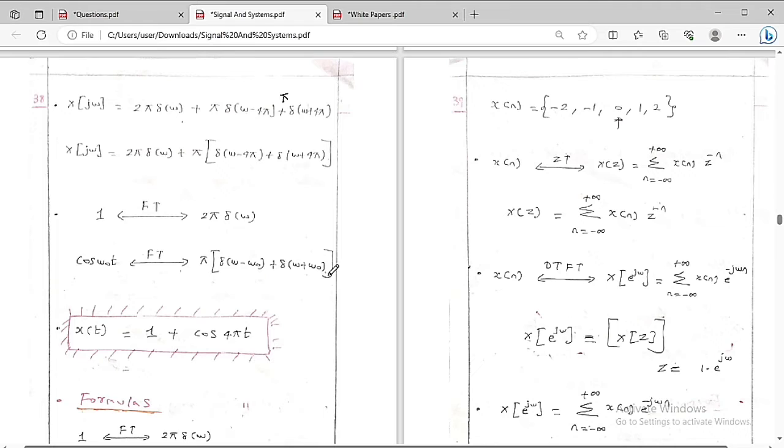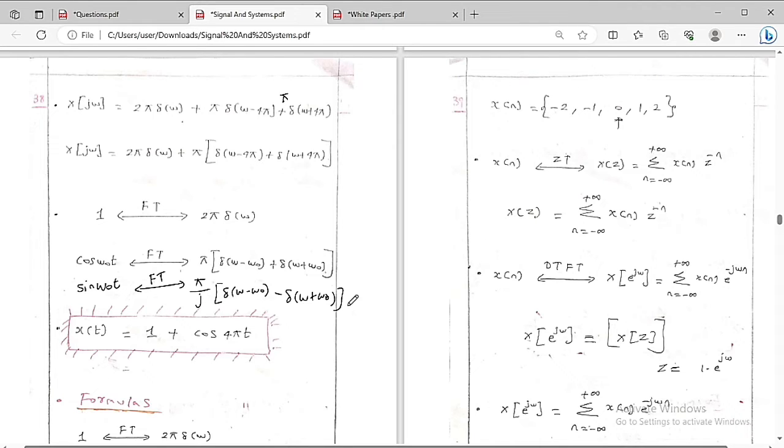Then what is the sin omega naught t formula? I have already told you. These formulas you have to keep in your mind. The Fourier transform of sin omega naught t is pi by j times delta of omega minus omega naught minus delta of omega plus omega naught. So for 1, the Fourier transform is 2 pi delta of omega, for cos omega naught t it is pi times delta of omega minus omega naught plus delta of omega plus omega naught, and for sin omega naught t it is pi by j times delta of omega minus omega naught minus delta of omega plus omega naught.